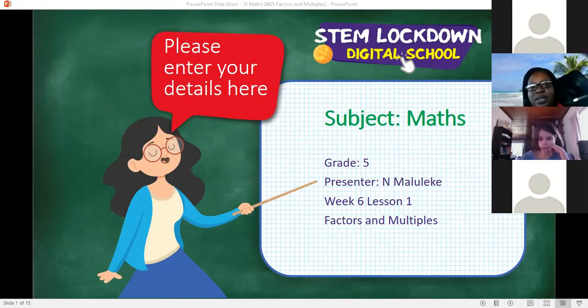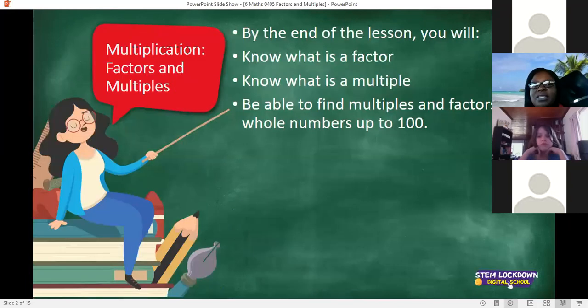So enough about me talking. Now we're going to start. So we are looking at factors and multiples. Our main topic is multiplication. So we cannot do multiplication without looking at factors and multiples. So by the end of this lesson, you will know what is a factor, and you also know what is a multiple, and you'll be able to find multiples and factors of whole numbers up to 100.